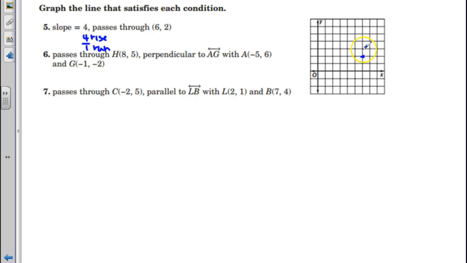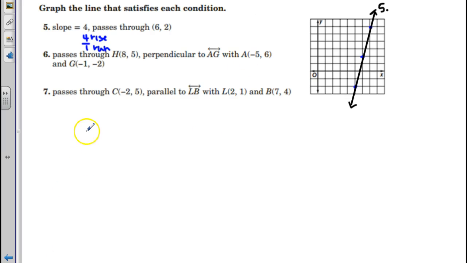And we will go up 4, 1, 2, 3, 4 in the positive direction. My slope is positive, and right 1. We can also go back to this point and go 1, 2, 3, 4 down and left 1. And there's my line. Whoosha! All right. So there's number 5.